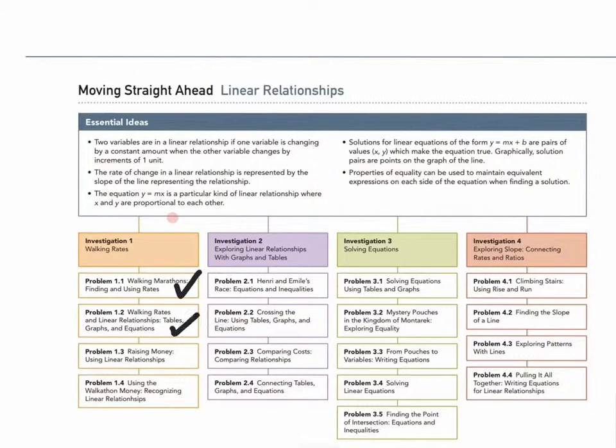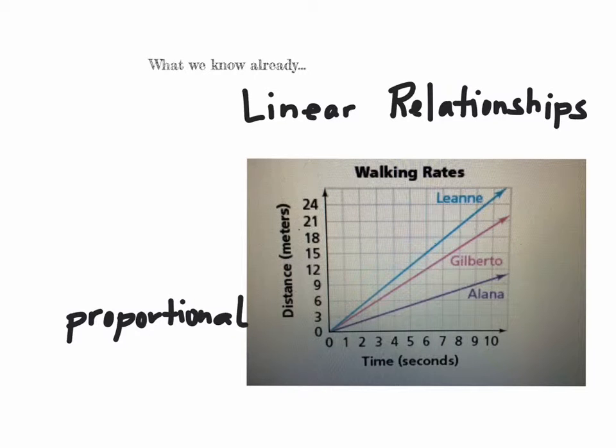We've looked at tables, graphs, and equations with walking rates from Alana, Gilberto, and Leanne. And now today, we're continuing problem 1.3, where the students are raising money, and we're looking at 3 different linear relationships. Recall what we know already.